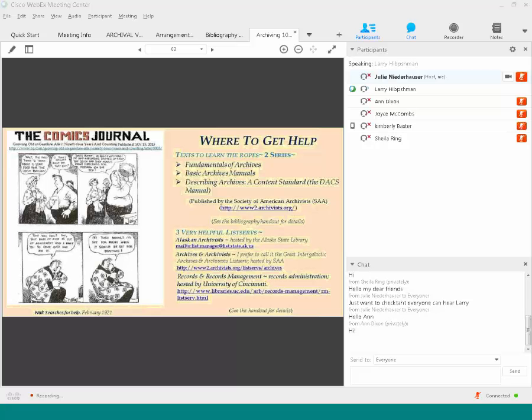I've listed email addresses, websites, and links throughout this presentation, but they're also in the handouts, so you probably want to go there to get them. But I would highly recommend this listserv for anyone in Alaska who has archives or wants to have archives, or is thinking about archives.